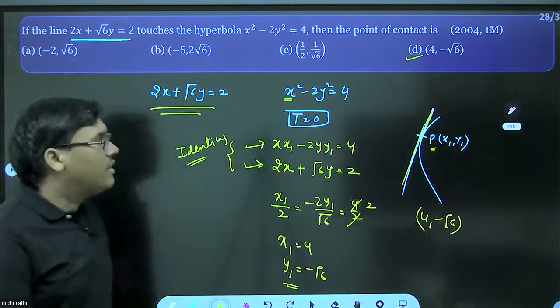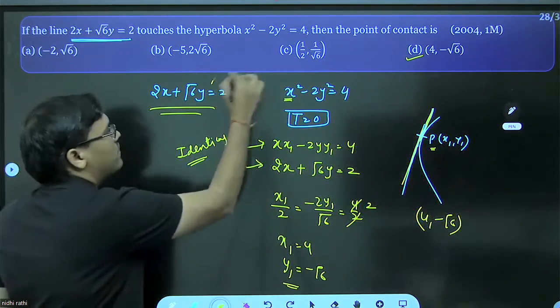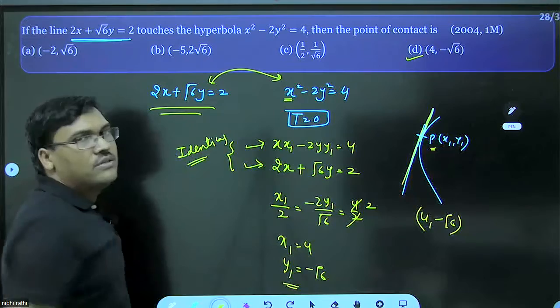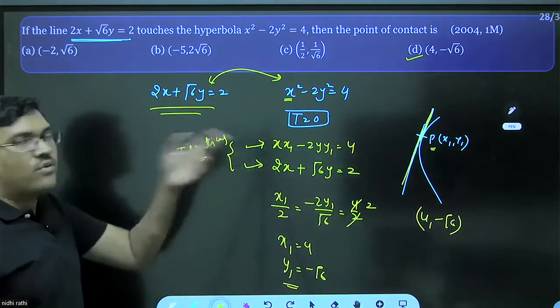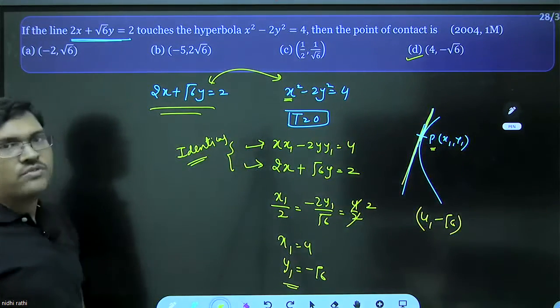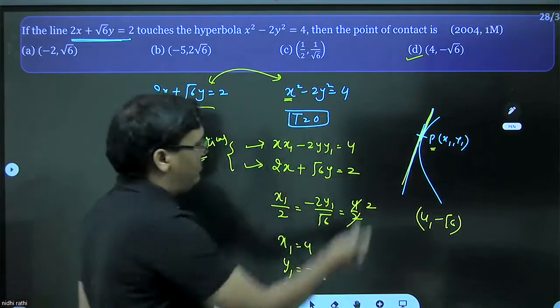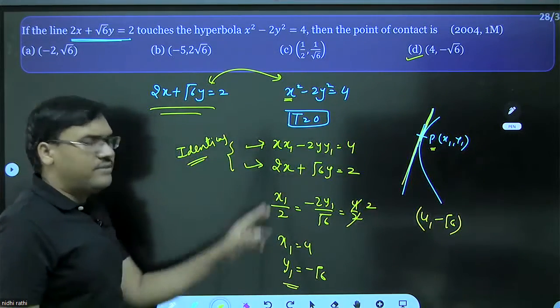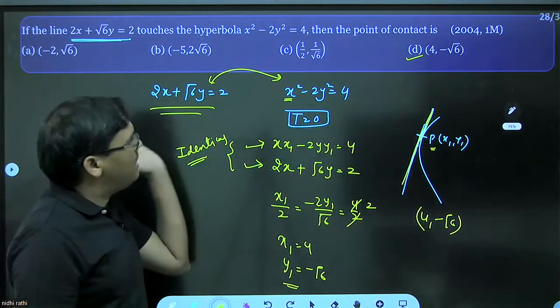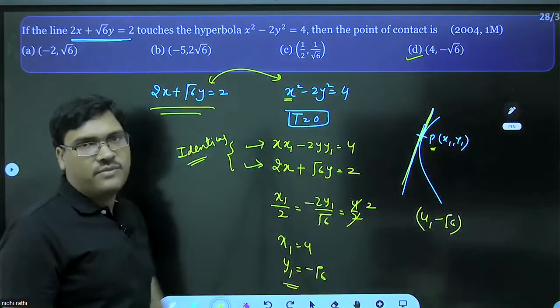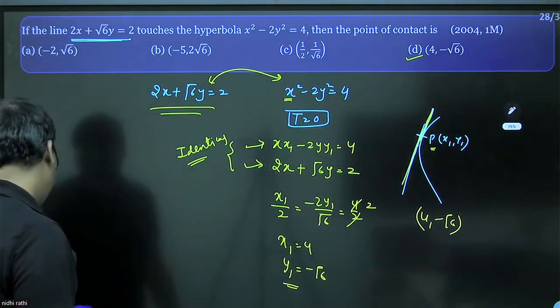Very easy question. Otherwise, what you can do is just solve these two equations, because if this is the tangent, you will get only one point of intersection, and that will be the point of contact. You can just solve these equations and get the answer. This is one method to solve this. This is less calculative. Otherwise, you can also solve it the other way and find the point of contact. Okay. So I hope this is clear.